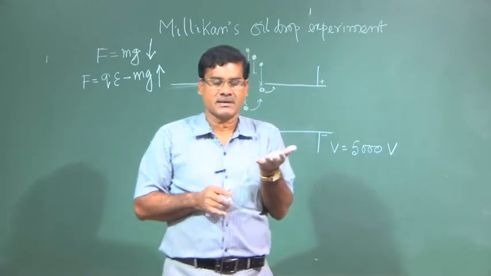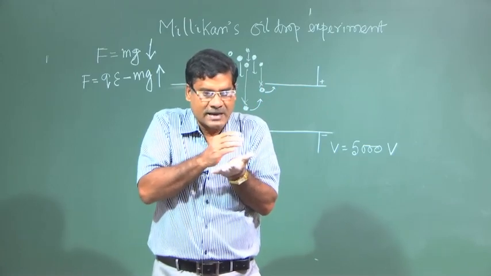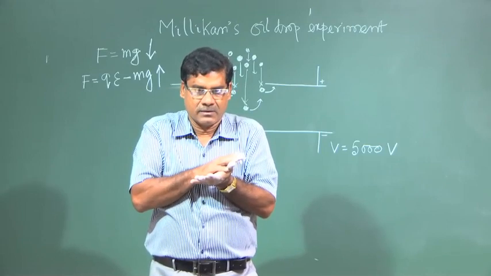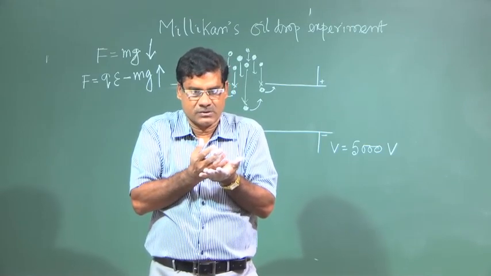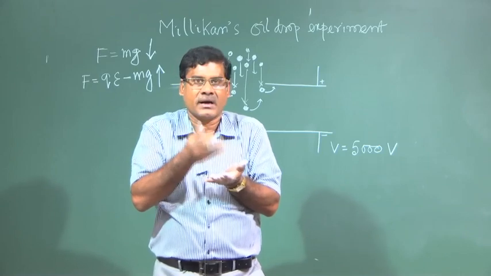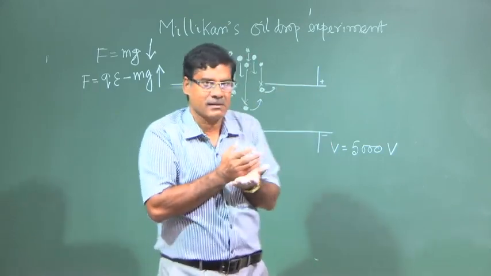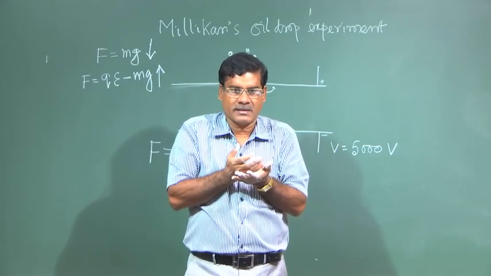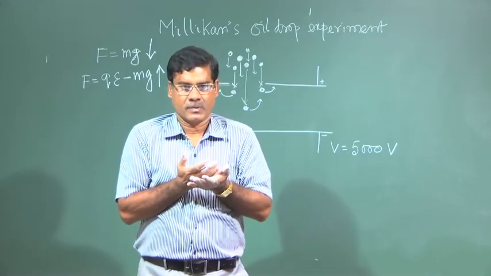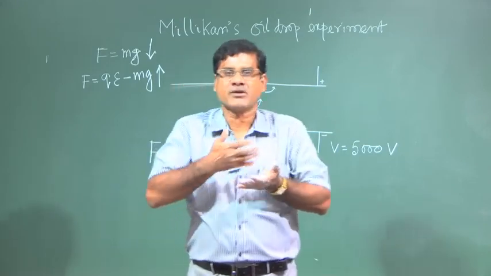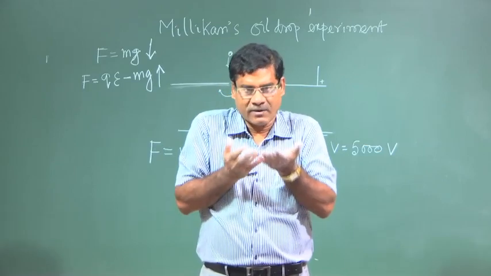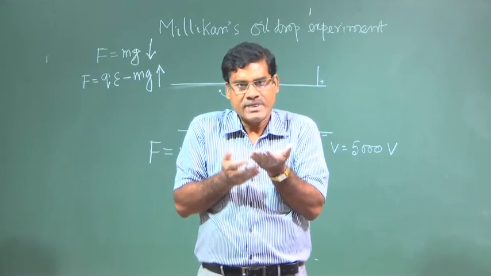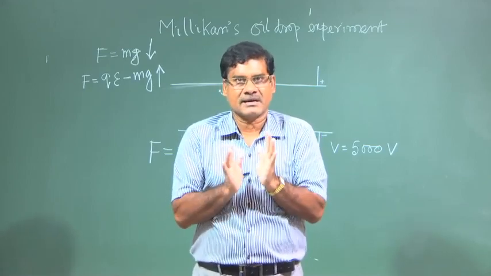What is that terminal velocity? At terminal velocity, the resistive force and the downward force are balanced. There is no net force on the particle. If there is no net force on the particle, then there will not be any acceleration, and not any change of velocity. So, whatever velocity it reaches, that is called the terminal velocity. With that velocity it will move.